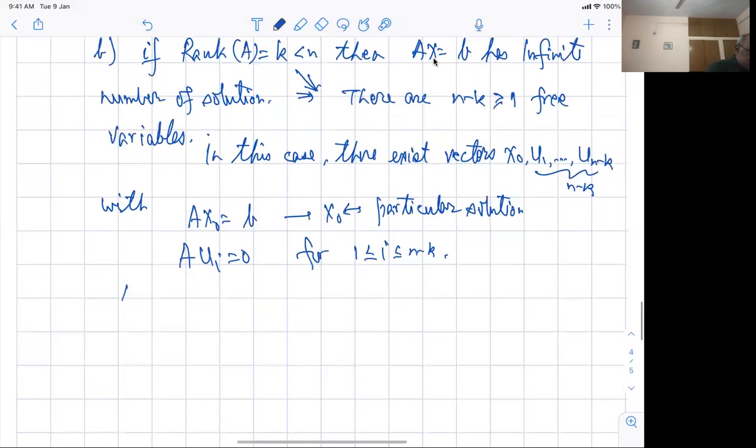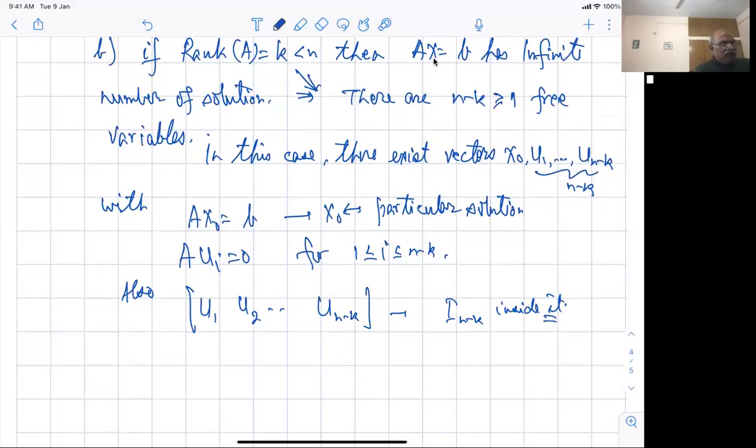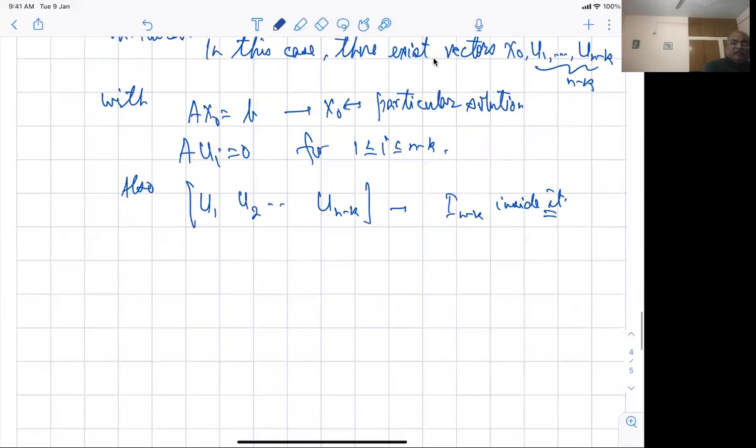Also, if I write u1, u2, up to u of n minus k in the order in which the free variables appear, then this will have I sub n minus k inside it. All right, so this is what you have to be careful about, that there is the identity matrix I of n minus k sitting inside it. Fine. So that's all in this lecture. I would like you to understand it nicely because these are very, very important.